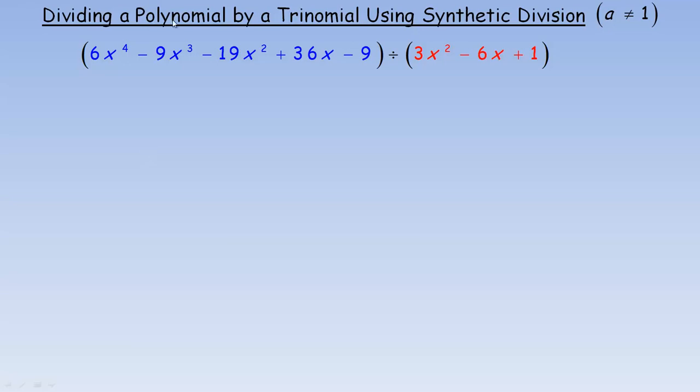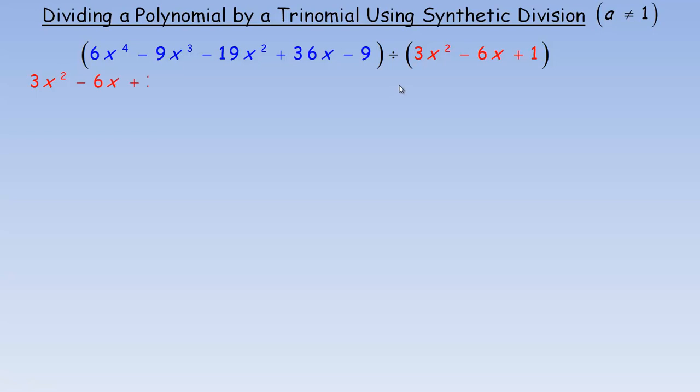In this tutorial, we're going to take a look at dividing a polynomial by a trinomial using synthetic division when the trinomial we're dividing by has an a value other than 1. I already have a video that shows if the a value is 1, so this is what it looks like if the a value is not 1. So the a value here is 3. We're dividing by 3x squared minus 6x plus 1.